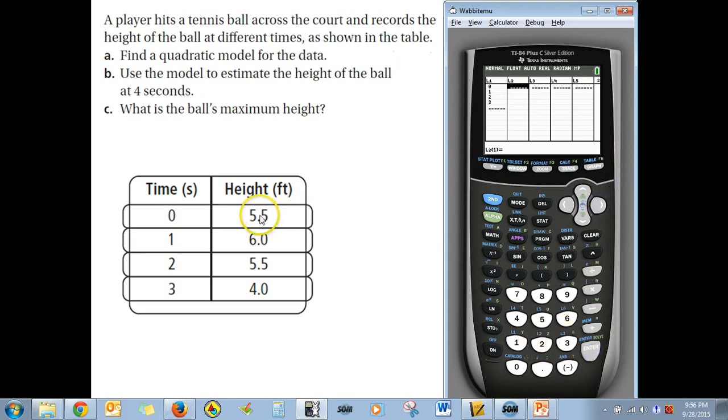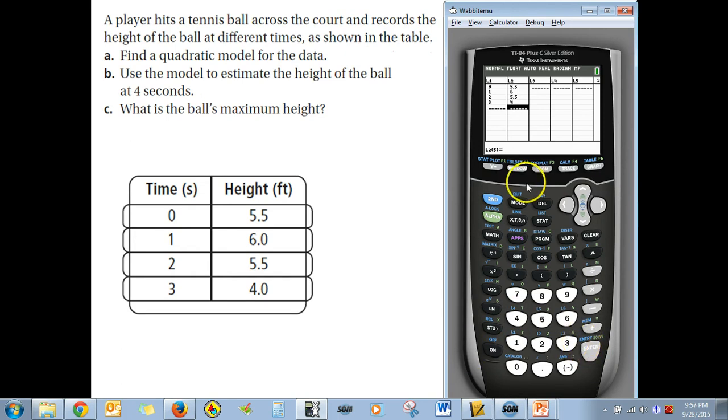Then for list 2, I'm going to enter these values. 5.5. Make sure that they correspond. 0, 5.5. And then 6.0. Then 5.5 again. And then 4.0.